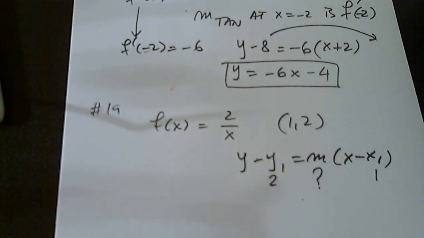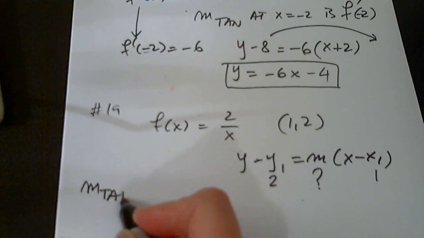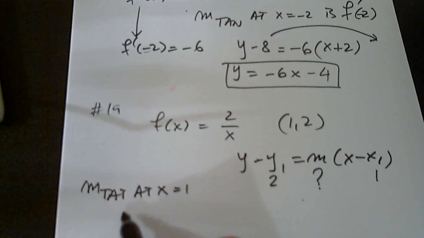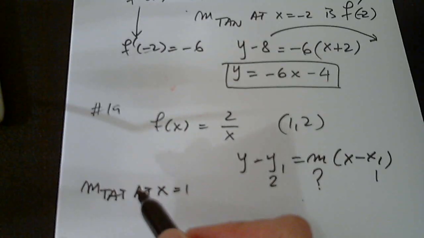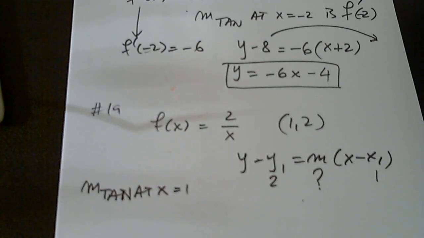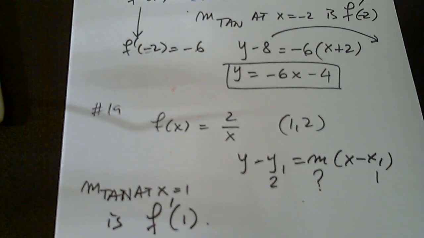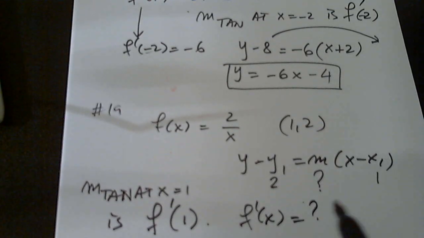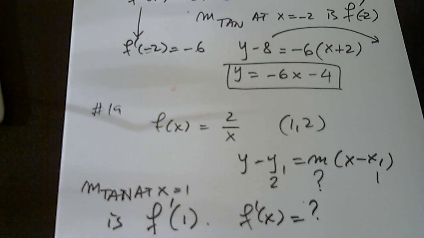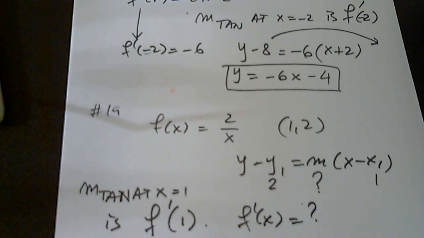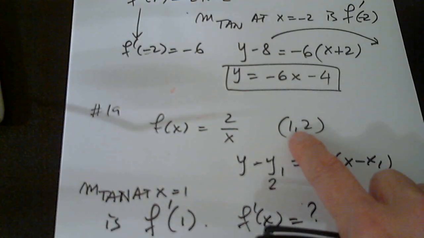The slope at 1. So the slope of the tangent at x equals 1 is f prime of 1. I cannot determine f prime of 1 before I find f prime of x. This is our first step: finding f prime of x and then plugging in 1. If I find f prime of x, which is a new function, I plug in 1 and I determine the slope that I need at x equals 1.